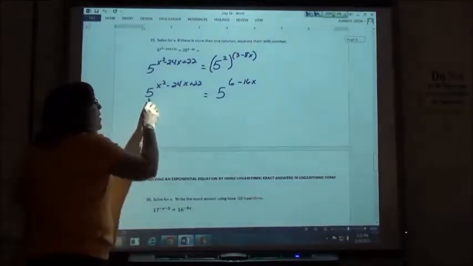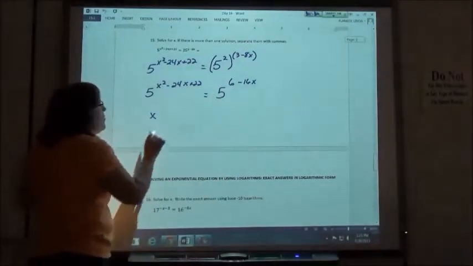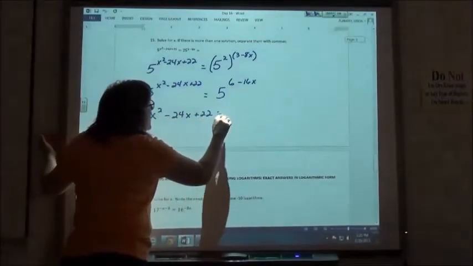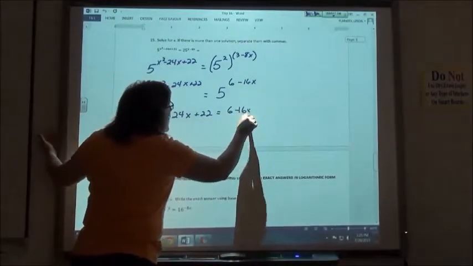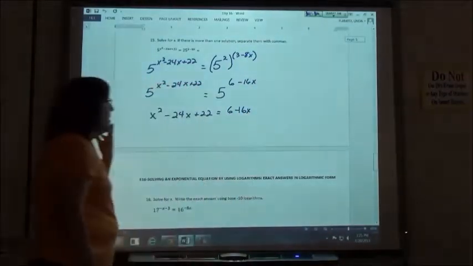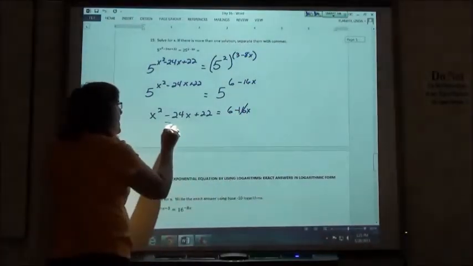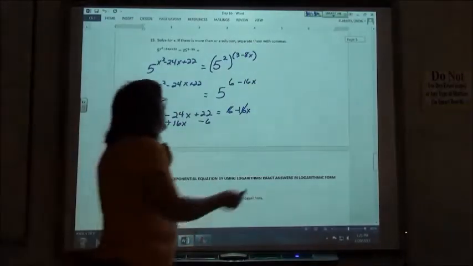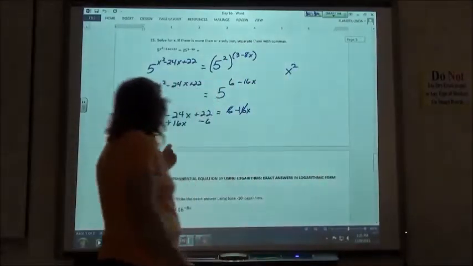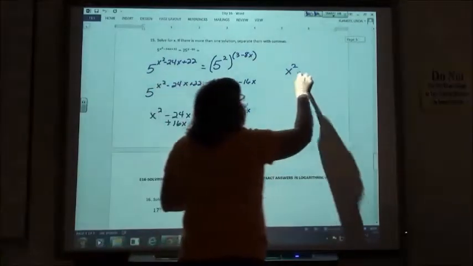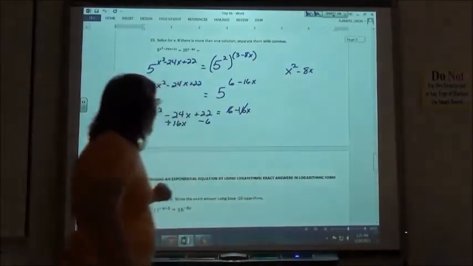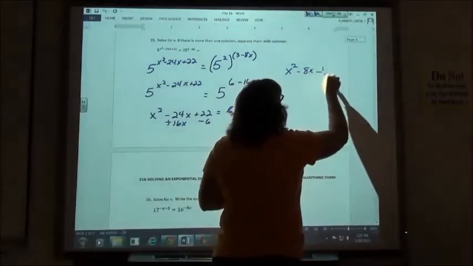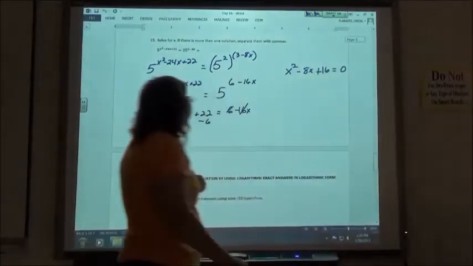So our bases are the same, our exponents have to equal each other, so x squared minus 24x plus 22 equals 6 minus 16x. Setting that equal to 0, I'm going to add my 16x, I'm going to minus my 6. So I get x squared, let's see, that would be minus 8x, and 22 minus 6 would be 16, plus 16 equals 0.